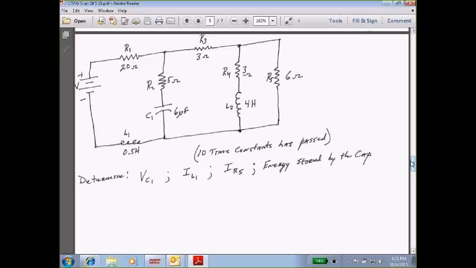Now, what we want to know on this particular circuit is what is the voltage for C1, what is the current through L1, what is the current through R5, which is that 6 ohm one way out there on the end, and what is the energy stored by the cap. As typical, we need to find our total resistance of our network to begin with, so we can find current and then divide these currents up.